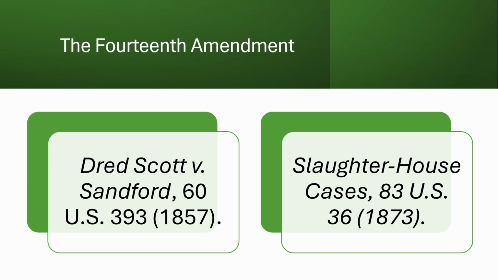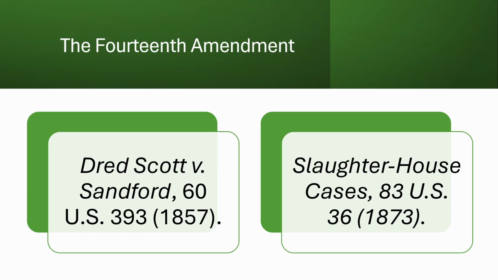read the majority opinion of the court, which stated that enslaved persons were not citizens of the United States and therefore could not expect any protection from the federal government or the courts. The opinion also stated that Congress had no authority to ban slavery from a federal territory. This decision moved the nation a step closer to the Civil War.